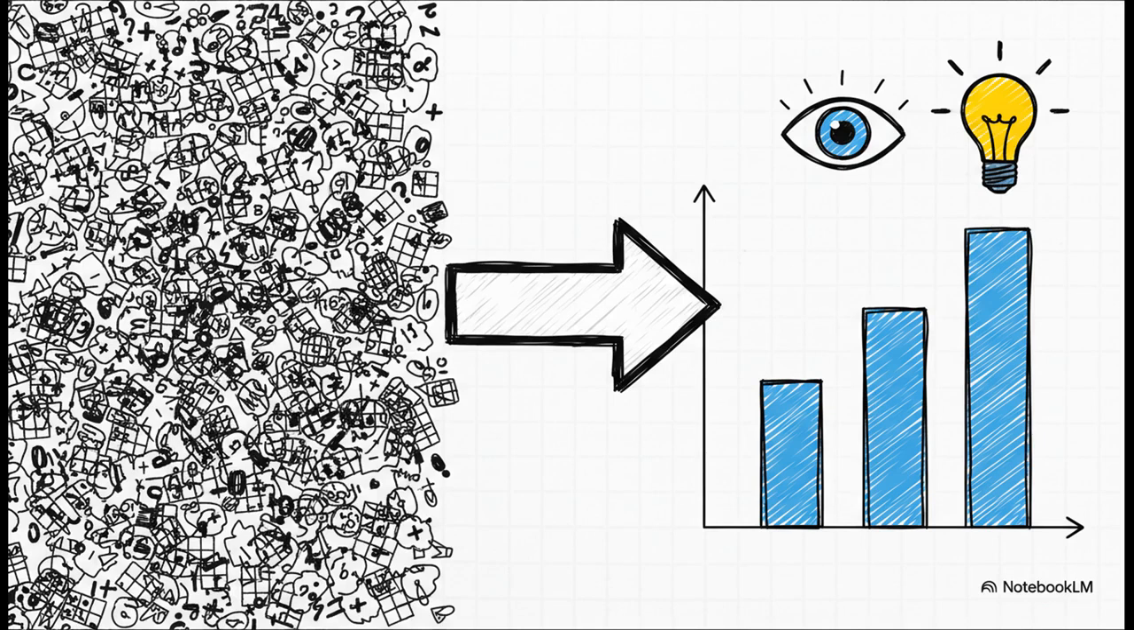Well, it's because our brains are visual machines. We are wired to spot patterns and trends in pictures way faster than in a table of numbers. A good visualization can show you the big picture, the weird outliers, the hidden relationships, all in a single glance. It's the most powerful way to understand your data and then explain it to someone else.